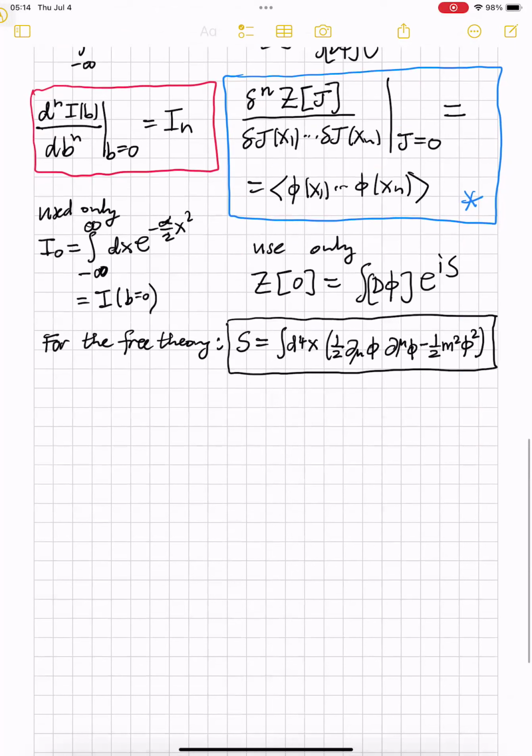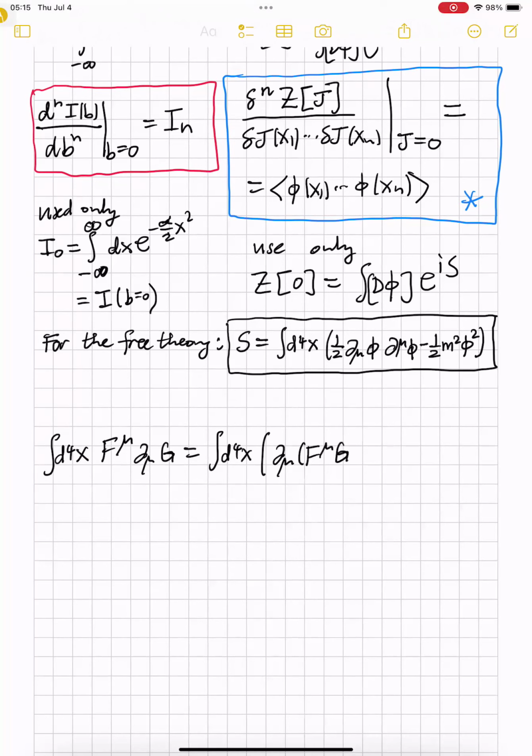So imagine that we want to evaluate the following integral. We'll have an integral d4x, we have f^μ ∂_μ g. So I'm going to rewrite this as follows. I'm going to write this as an integral d4x, and then I will have ∂_μ (f^μ g), and then I will have minus (∂_μ f^μ) g.